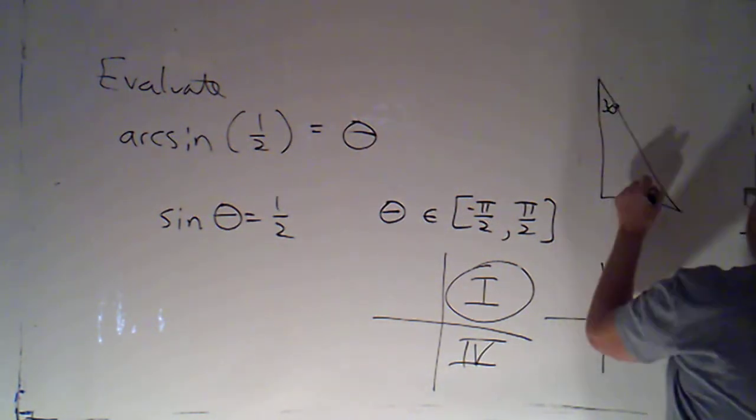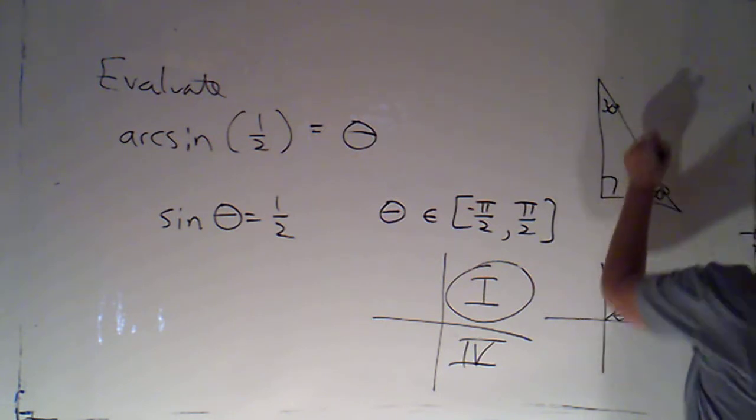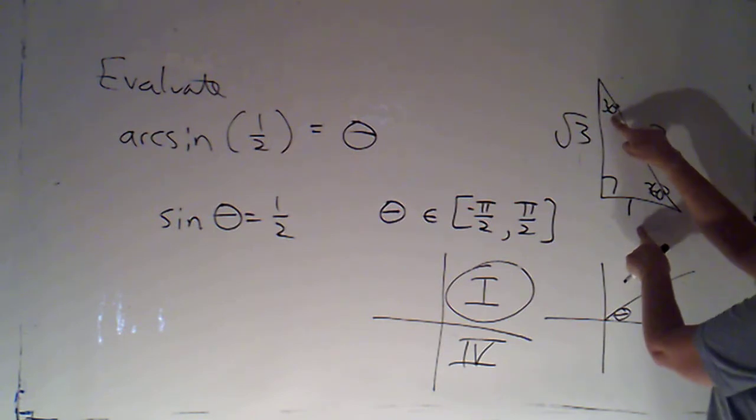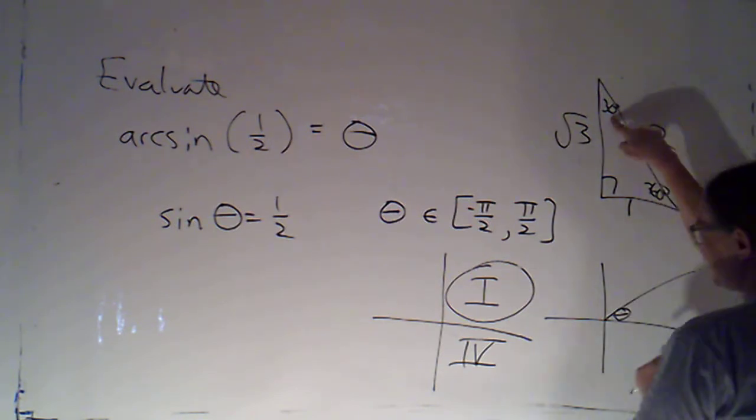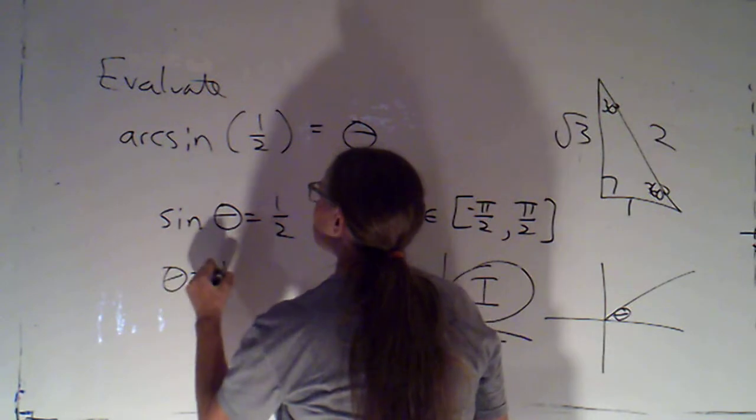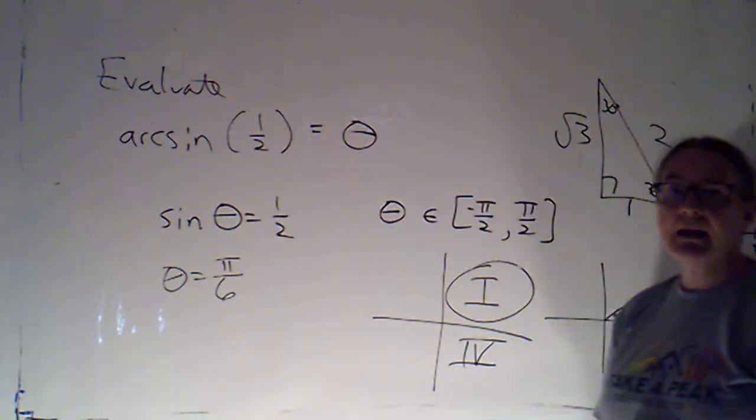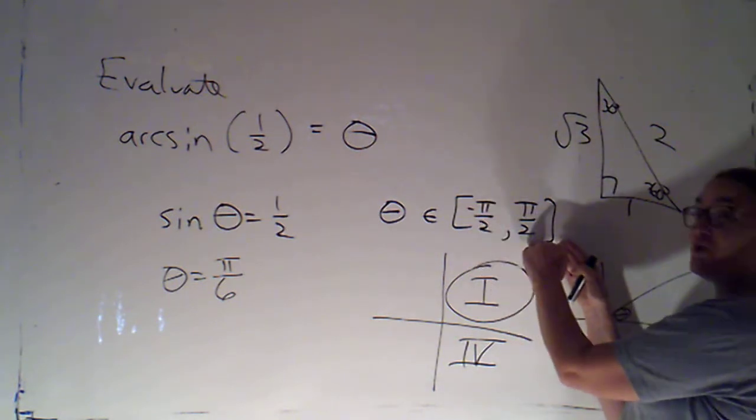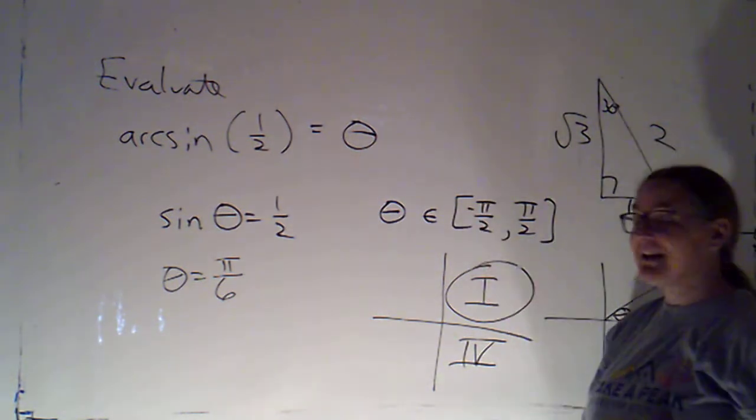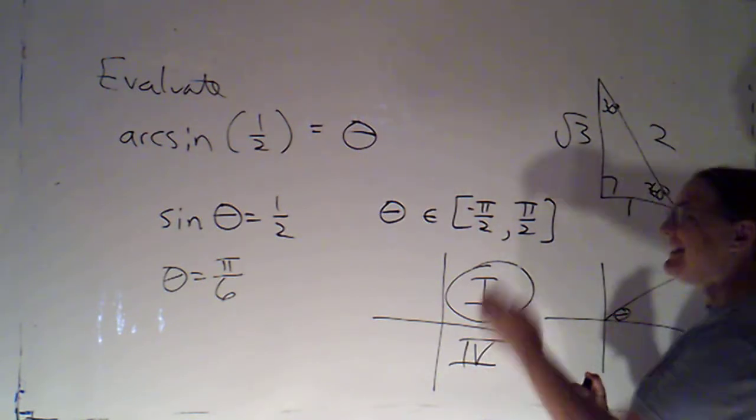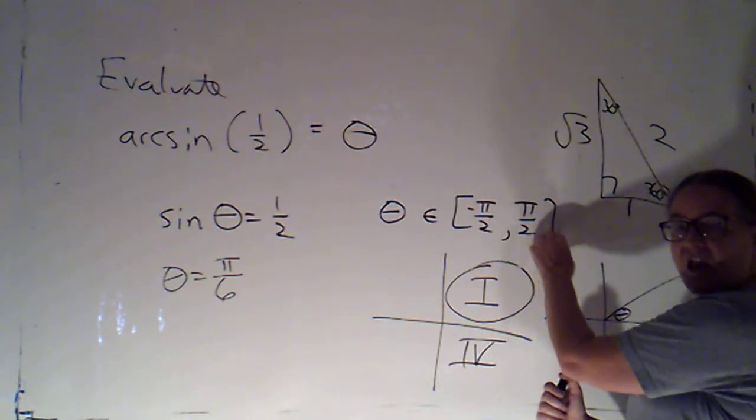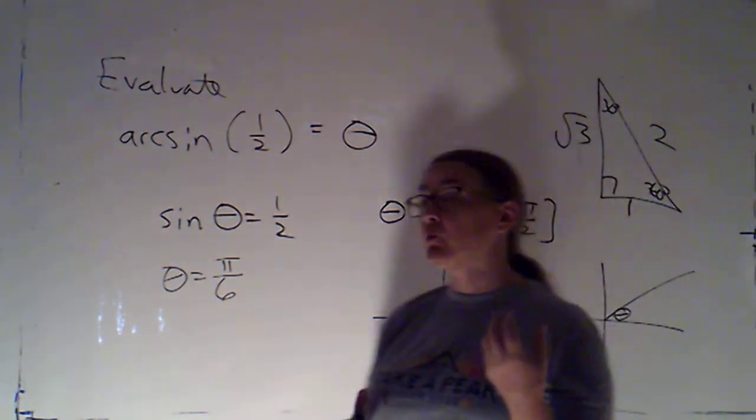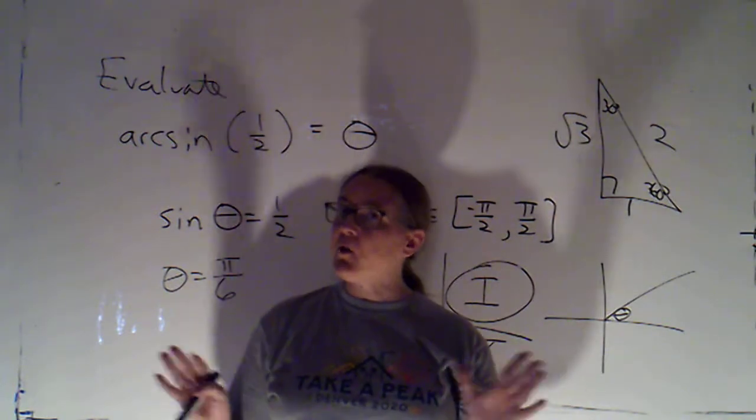I'm going to just jump to my 30, 60, 90 triangle. 1, 2, root 3. Which angle has a sine of 1/2? 30 degrees. But my answer isn't 30 degrees. My answer is π/6. By definition, theta is the angle between -π/2 and +π/2, whose sine is 1/2. 30 is not in between these numbers. So when you're using inverse trig, by definition, the output is in radians, unless otherwise specified.